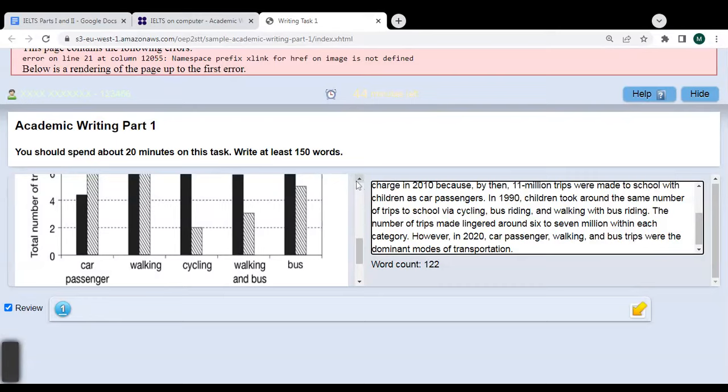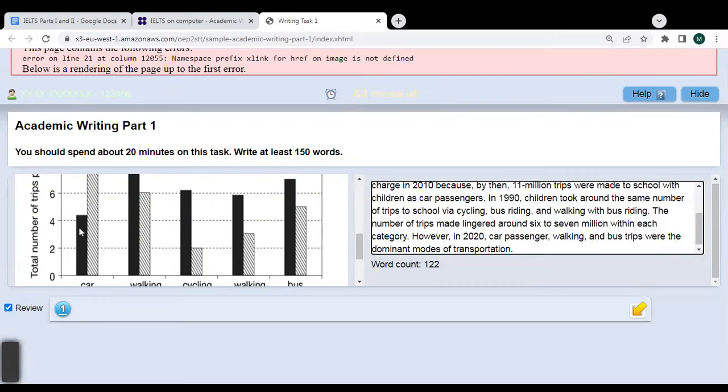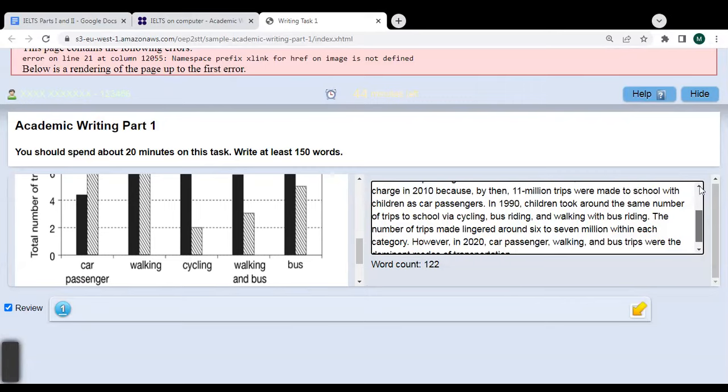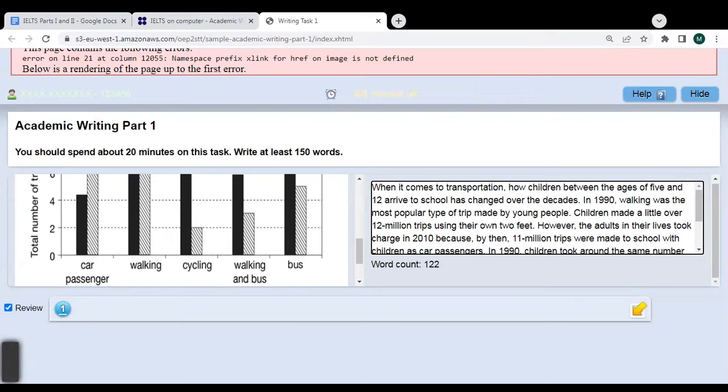And I mean, car passenger was the lowest in 1990. So I think that's interesting, with 4 million. Let's see what I have so far, writers. I've got 43 minutes remaining.